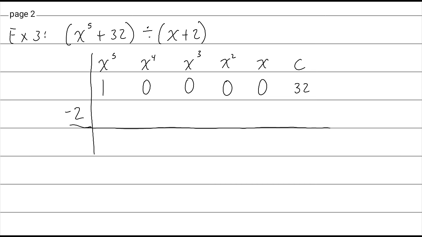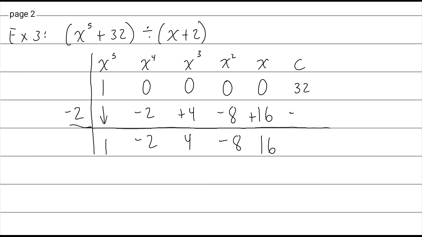All right, let's see if we do this quickly. Bring down the 1. Times negative 2 is negative 2. 0 minus 2 is negative 2. Times the negative 2 is a positive 4. 0 plus 4 is 4. Times a negative 2 is negative 8. 0 minus 8 is negative 8. Times a negative 2 is a positive 16. 0 plus 16 is 16. Times a negative 2 is a negative 32. 32 minus 32 is 0. Aha, there we go. So that one has a remainder of 0.